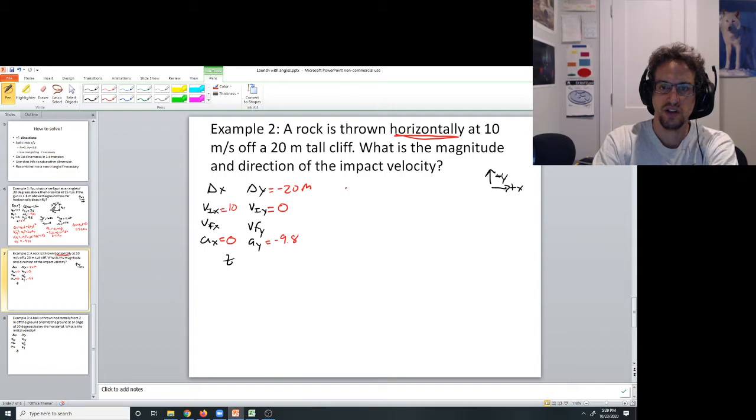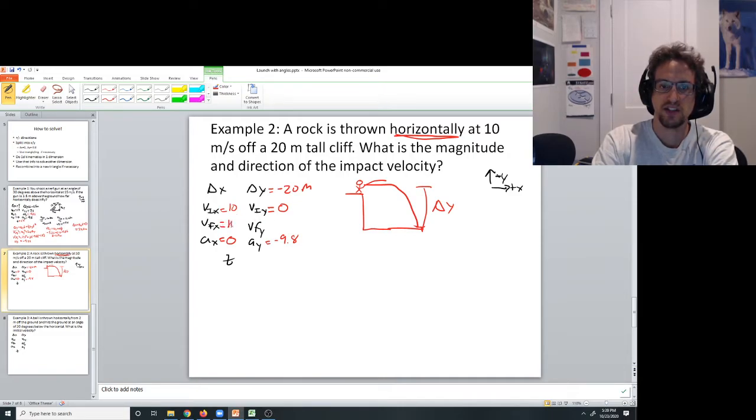If the object's being thrown from up on this cliff, it's actually being thrown horizontally and down. This is my change in y, and it's got to be negative. Okay, I want to know the magnitude and direction of the impact velocity. So impact velocity is that v final. So I need the v final for both of these, for both x and y.